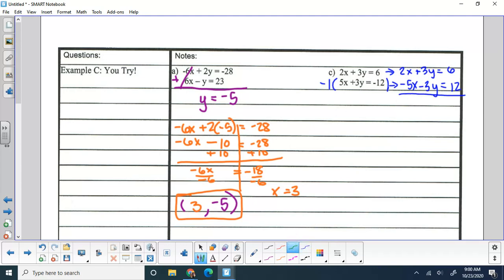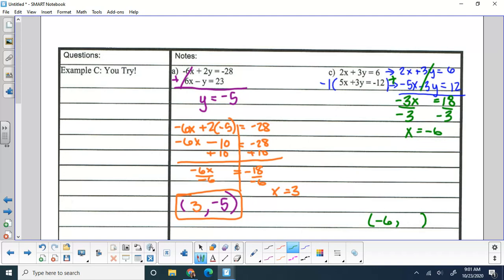Now that we've done the multiplying, that was step 2, we're going to add these equations together. 2 plus negative 5 is negative 3x. Don't be afraid to type that into your calculator. Sometimes we need that reinforcement. 3y plus negative 3y is 0. That's our ultimate goal. And 6 plus 12 is 18. Next, divide both sides by negative 3. X equals negative 6. All right, we're making great progress.